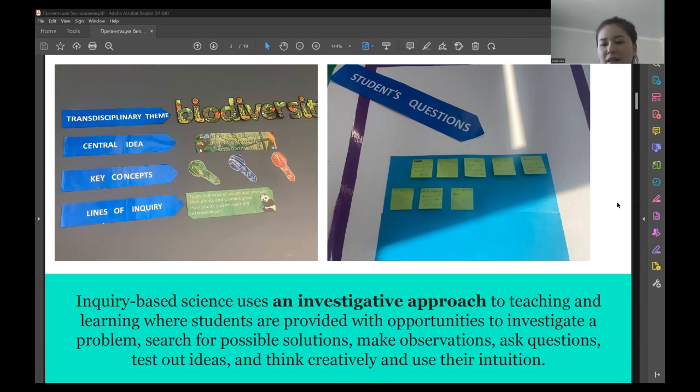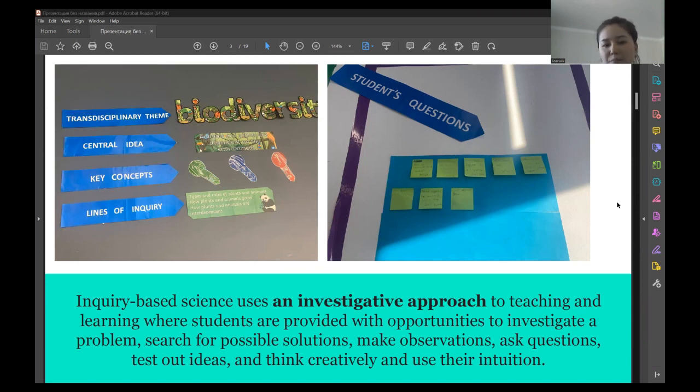And you see in these two pictures, in the first picture, a classroom where students can visually see the name of the unit and the central idea of the unit, key concepts involved, and lines of inquiry. Basically, it's about the planning. They will know beforehand what we are going through.